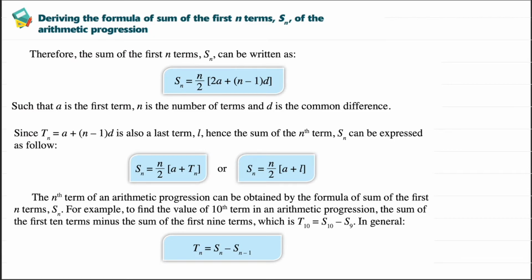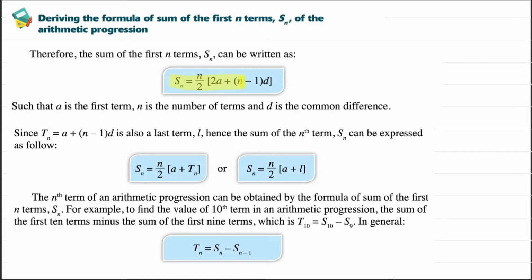Okay. Now, kita nak derive formula untuk sum pula. Sum ni adalah hasil tambah of the first n term Sn of the arithmetic progression. Now, Sn is given by this formula. Sn is equals to n over 2 bracket 2a tambah n minus 1d.